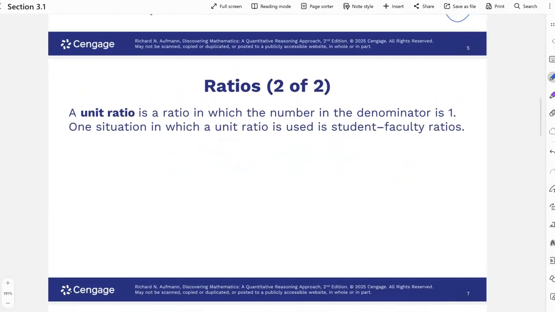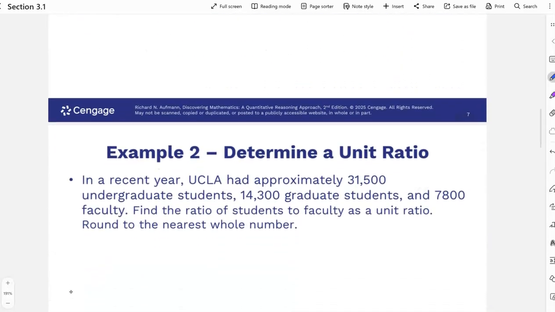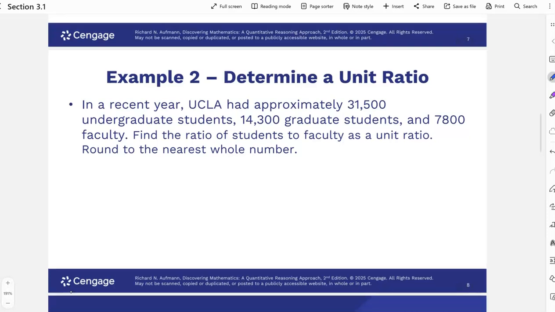A unit ratio is a ratio in which the number in the denominator is 1. One situation where we might want to think about that is student to faculty ratios. We can also do this when we compare prices in the grocery store. Maybe we're looking at two different sizes of a shampoo bottle and we want to know price per ounce. Let's look at an example. In a recent year, UCLA had approximately 31,500 undergrad students, 14,300 grad students, and 7,800 faculty. We want to find the ratio of students to faculty as a unit ratio. We're going to round to the nearest whole number.